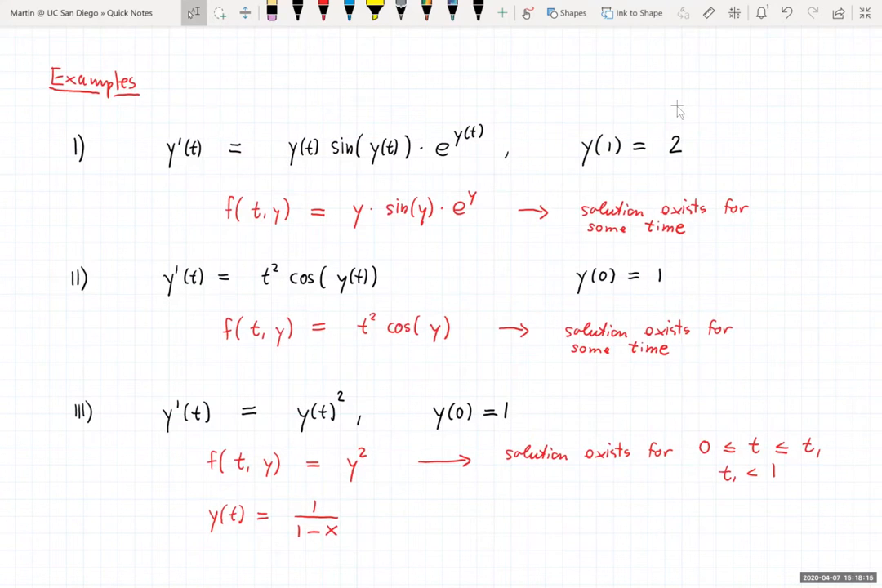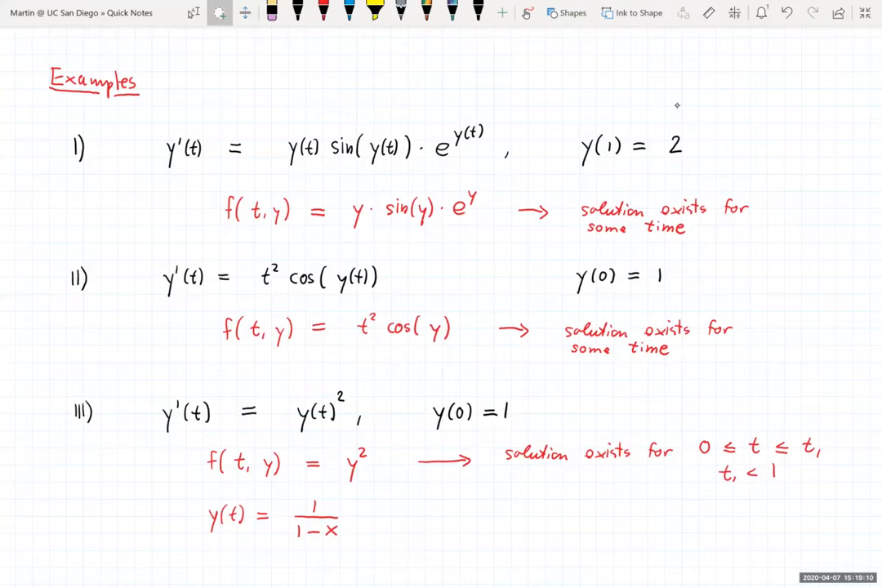So in our first example, we have the differential equation y prime of t is equal to y of t times the sine of y of t times the exponential of y of t. And we've got the initial condition y of 1 equal to 2. Now, the right-hand side here can be conceived as a function in t and in y, and the function f of t and y has the formula y times sine of y times exponential of y. And certainly that function is continuous both in t and in y. In fact, it doesn't even depend on t.